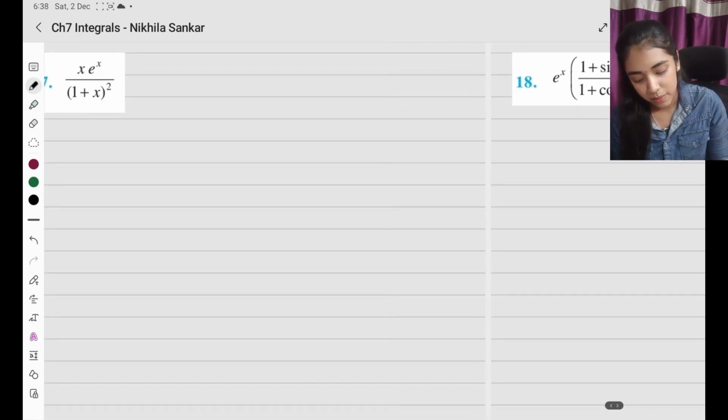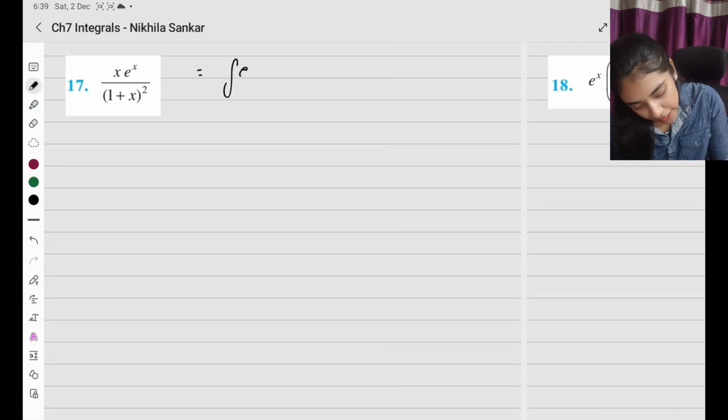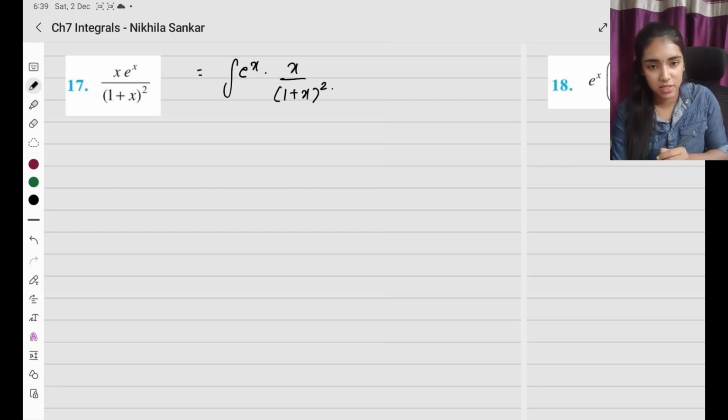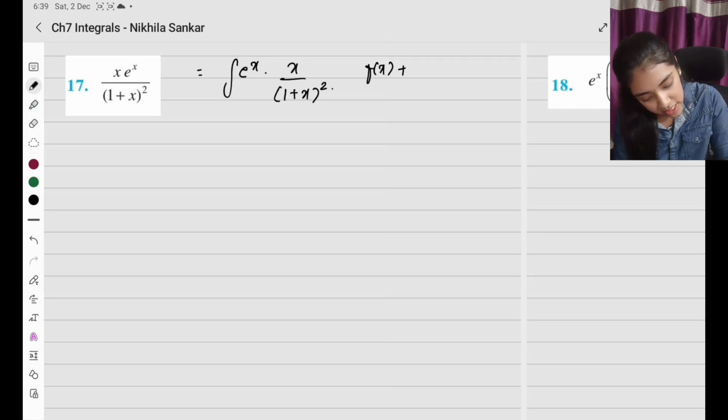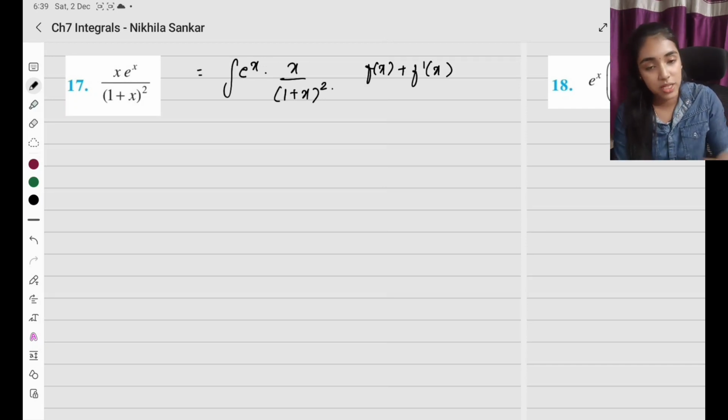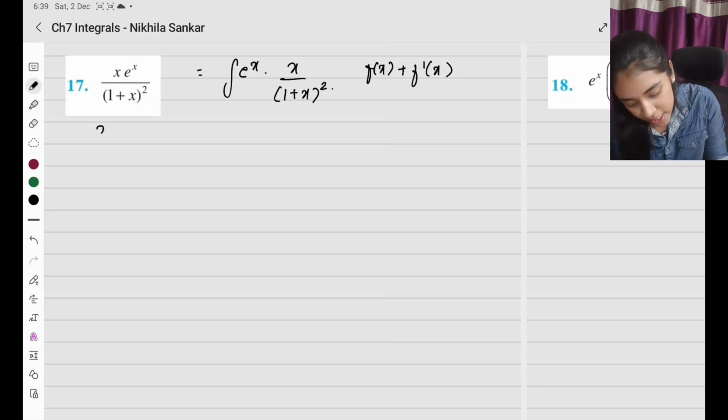Now, question number 17. So this is going to be integral of e to the x times x divided by 1 plus x the whole square. இப்போ இந்த x by 1 plus x the whole square is not a direct function இல்லையா? அதை நம்ம எப்படி f of x plus f dash of x ன்னு எழுத போறோம்? You need to write this in terms of f of x plus f dash of x. So you have to identify what your f of x is. எப்படி பண்ண போறோம்? So x divided by 1 plus x the whole square இருக்கு.